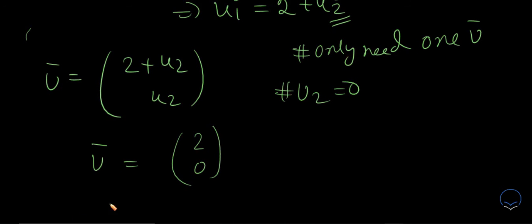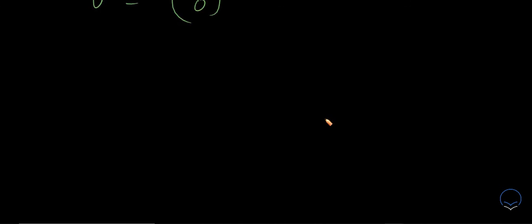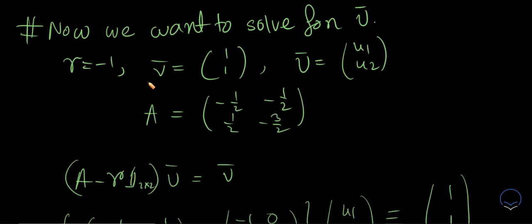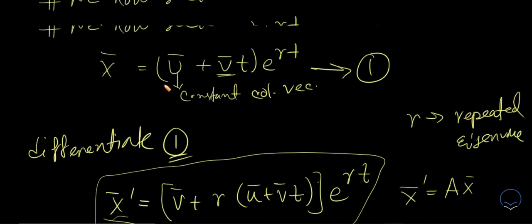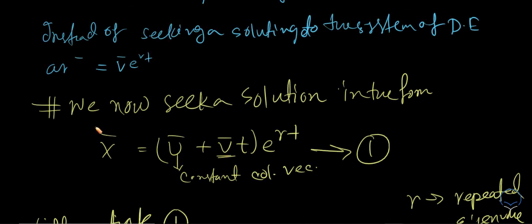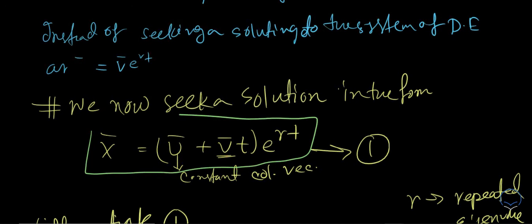So we are done with finding this u bar, and finally we can write our solution, that is x bar, that is a column vector. That's why I'm using the bar, so that you guys don't get confused. This is the kind of solution we tried, and finally we're going to write that.